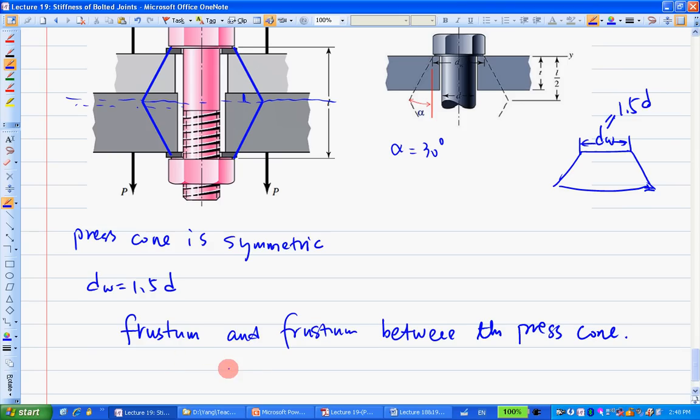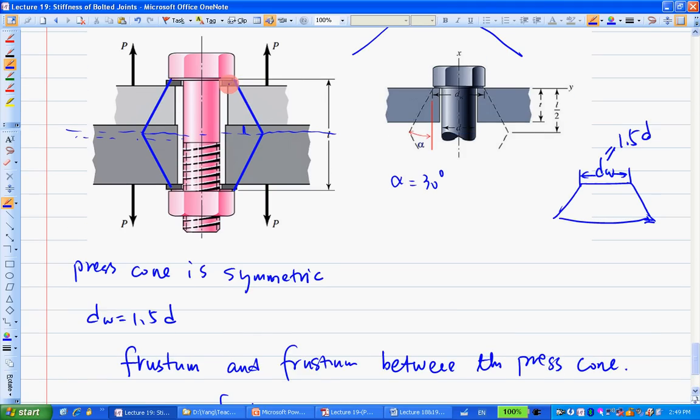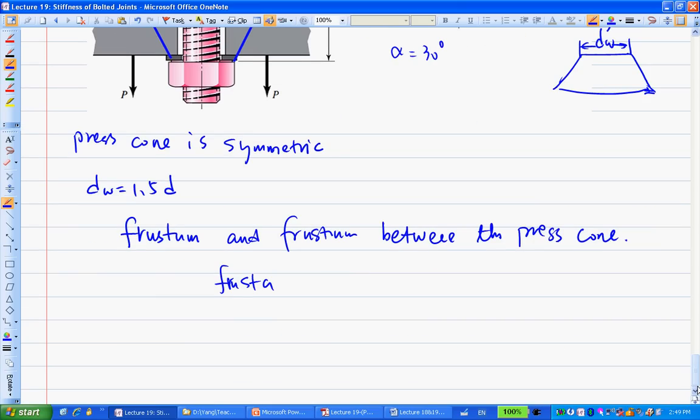The plural form is frustums. So in total, how many frustums do we have? That depends on the situation. If I can find the stiffness of each frustum, then I can consider them as springs connected in series, and use the regular formula to calculate the total stiffness. So the only thing you need to remember next is how to calculate the stiffness of one frustum in general. If I take one frustum out of this pressure cone, what will be its stiffness? This is what I'm going to show you next.